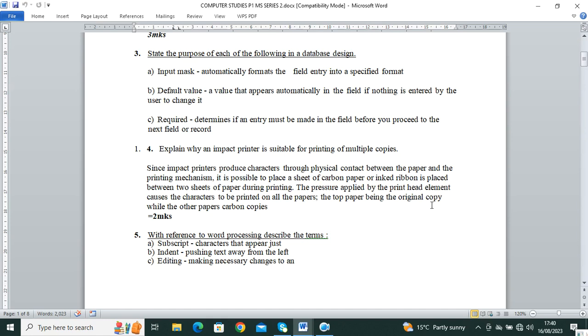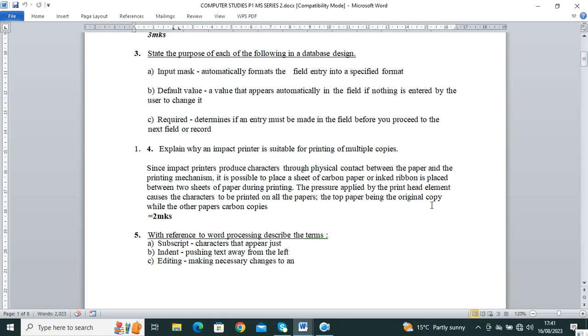So since impact printers produce characters through physical contact, that is a striking mechanism between the paper and the printing mechanism, it is possible to place a sheet of carbon paper or ink ribbon between 2 sheets of paper during printing. The pressure applied by the print head element causes the characters to be printed on all the papers. The top paper is the original copy, while the other papers are carbon copies. So guys, I have explained that one in the simplest manner possible. Then we have question number 5.